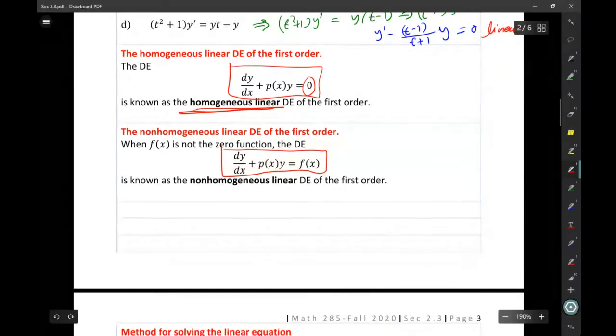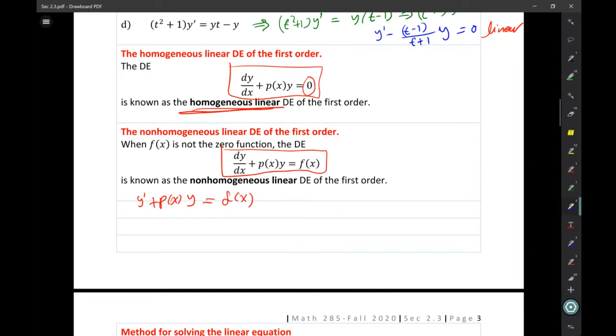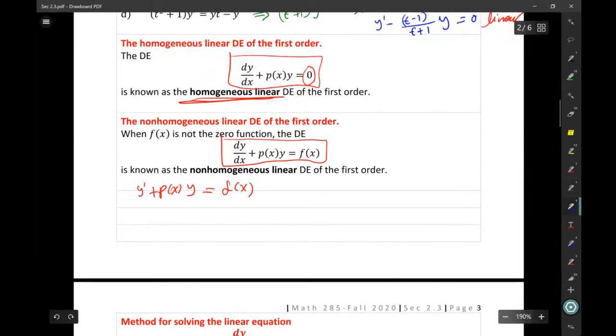First of all, when you are looking to solve y prime plus p of x times y equals the function f of x, now let us multiply both sides by something called mu. Mu of x times y prime plus mu of x times p of x times y equals mu of x times a function f of x.